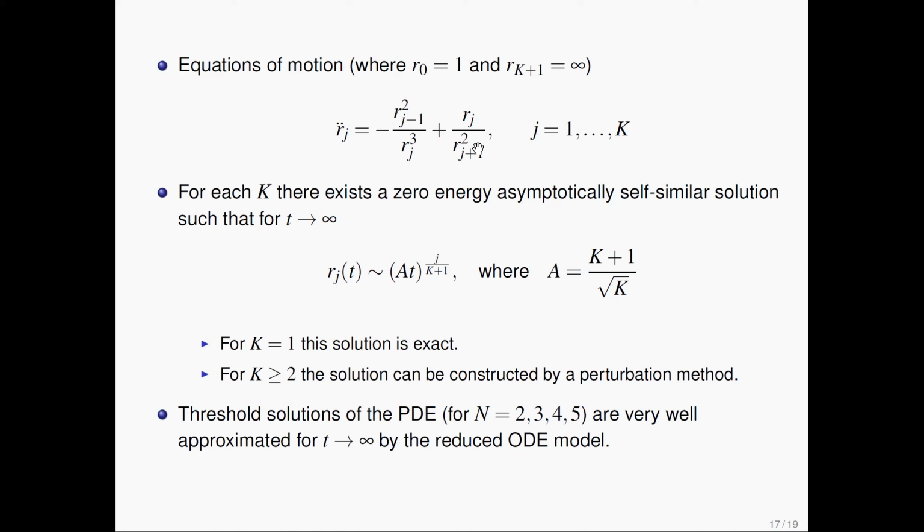for k equal 1, one can solve this. This is a trivial case, can solve exactly. For k equal 2 or bigger, this can be solved by perturbation methods. And these are solutions. So these particles, or if you wish, radii of circles expand asymptotically at this rate. So this is the first term of asymptotic expansion. So this is a formal result for this ODE.